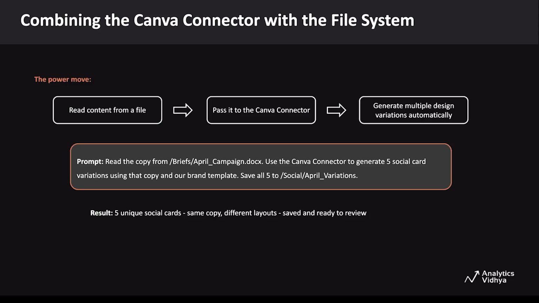Now, this is another demo that you can experiment with. This is where the Canva connector becomes genuinely powerful when combined with the file system. Instead of copying campaign copy into Canva manually, you point Cowork at the brief document and instruct it to generate 5 variations via the Canva connector. Cowork reads the file, extracts the copy, calls the Canva API with your brand template, and produces 5 distinct social card layouts saved to the right folder. The connector handles the calls, the file system handles the document reading, one prompt connects them both.